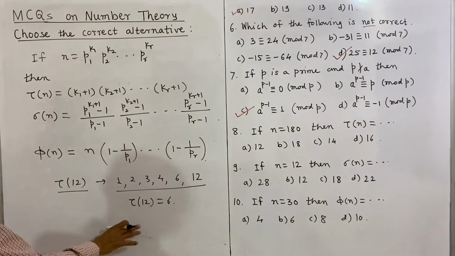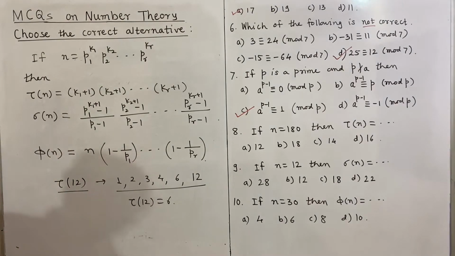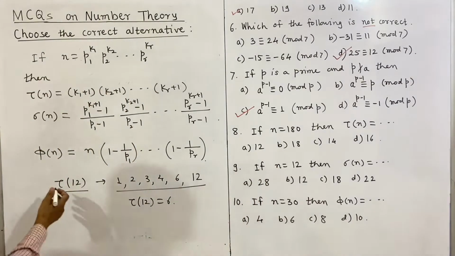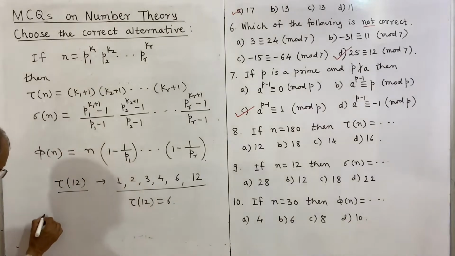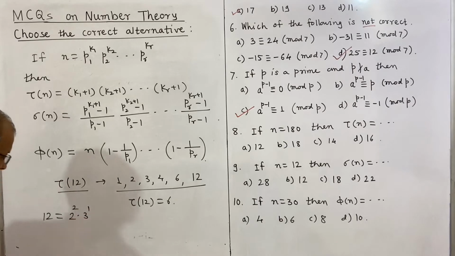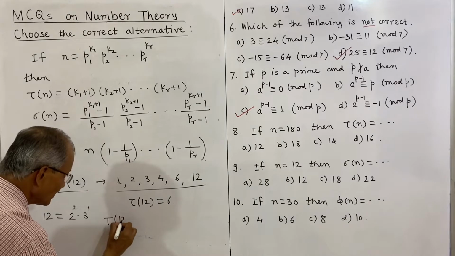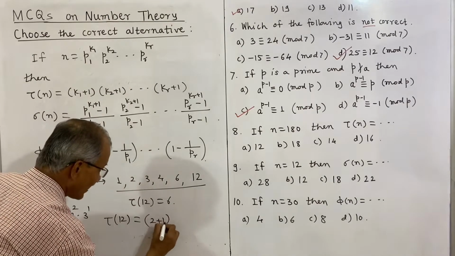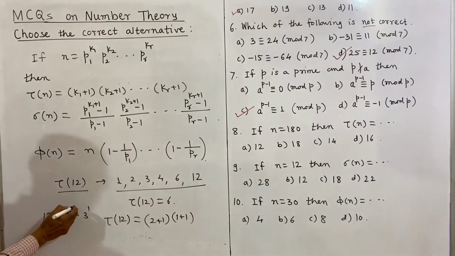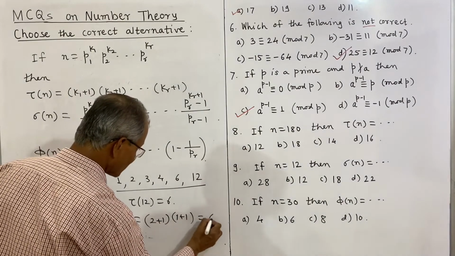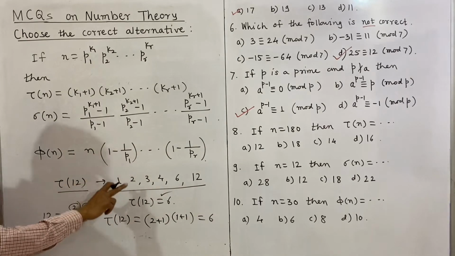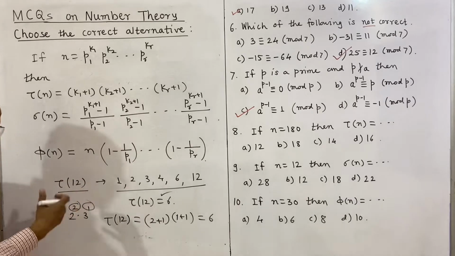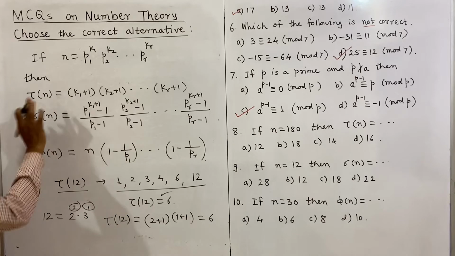But without actually finding the divisors, we can use this formula. Tau of 12 can be obtained using it. Now how to write 12? 12 can be written as 2 to the power 2, 3 to the power 1 in this canonical form, p1 power k1, p2 power k2, and therefore tau 12 is equal to k1 plus 1 into k2 plus 1, where k1 is 2 and k2 is 1. So it is 2 plus 1 and 1 plus 1, that is 3 into 2, which is 6, the same. Thus we can actually find out the numbers. If the number is small, it is easy, but if the number is bigger, it will be convenient to use this formula.